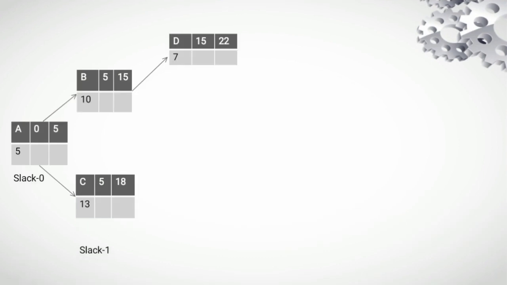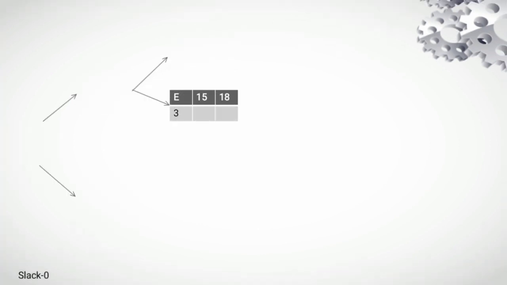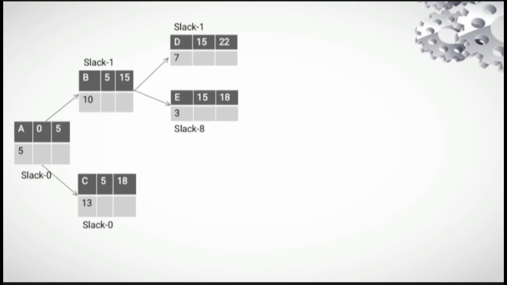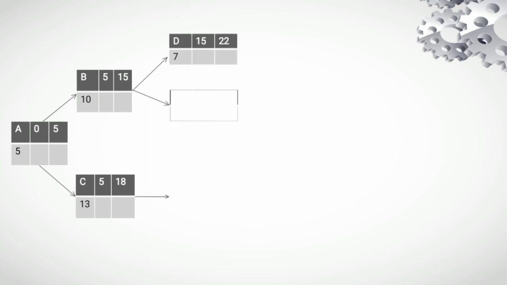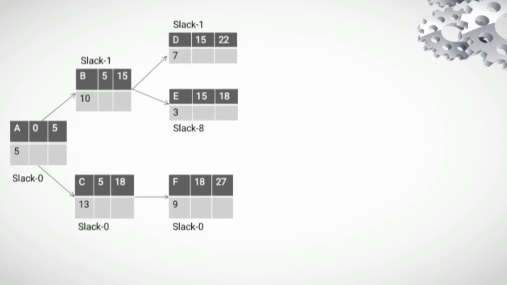Activity D has predecessor B, where B must be completed first before proceeding to activity D. Activity B's EF is 15, plus 7, the duration of days in D, equals 22 as its EF. Activity E needs B, where B's EF is 15, plus the duration of days in E, which is 3, equals 18 as E's EF time. F needs C to be completed, in which the EF of C is 18. The duration of F is 9, which equals an EF of 27 for activity F.